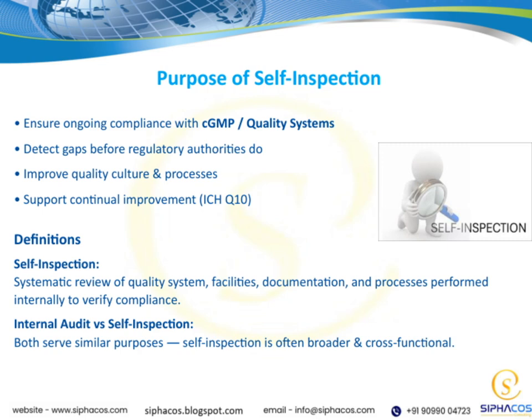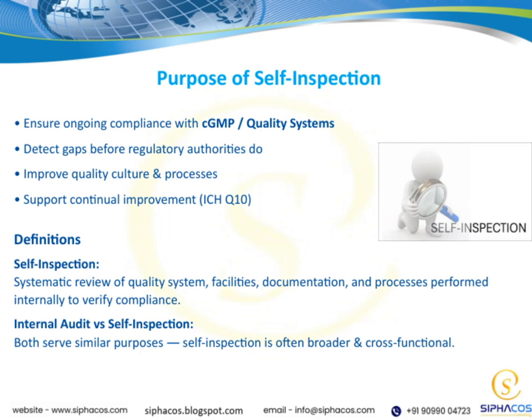Now, moving on to definitions. A self-inspection is basically a systematic review of our quality system, facilities, documentation, and processes. It's an internal check to verify that everything is in compliance with regulatory requirements and our internal standards.